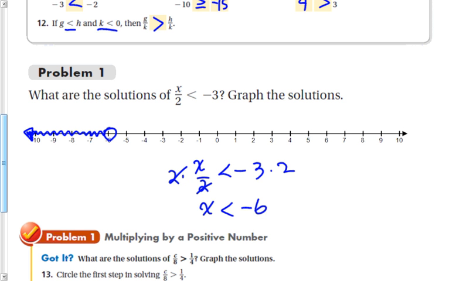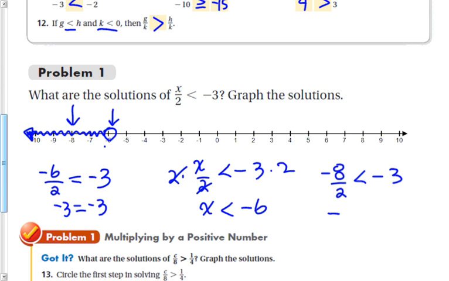And just to check that, make sure I'm right. The way I would do that is I would plug in negative 6 for x, substitute it for x, and make sure that equals negative 3, because that's my boundary, my endpoint. And negative 3 is equal to negative 3, so that's good. The other thing I would do is choose some number in my solution set, like negative 8, and try that. So negative 8 divided by 2, make sure that is less than negative 3. And that's negative 4, and negative 4 is less than negative 3, so that checks. All right, you try it.